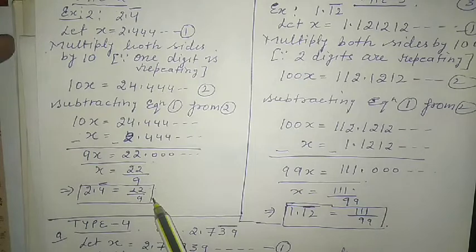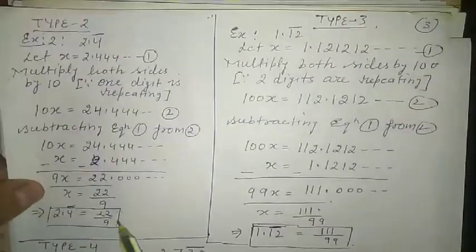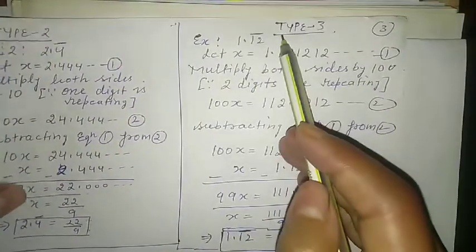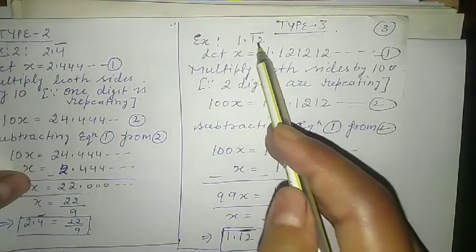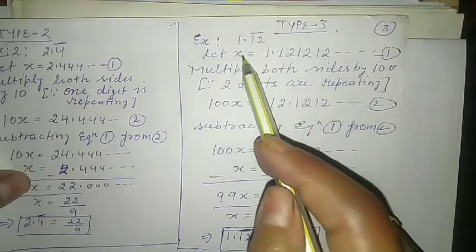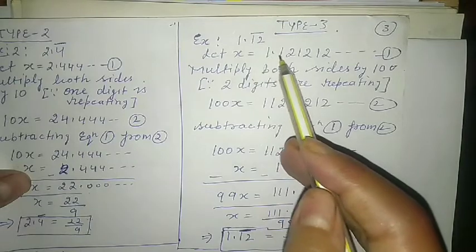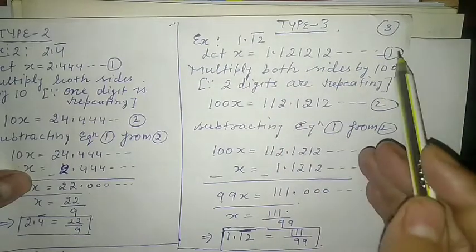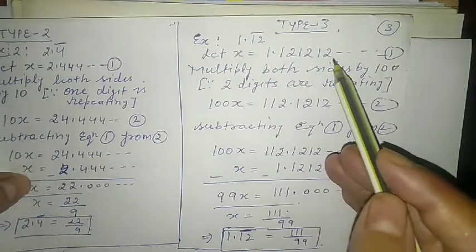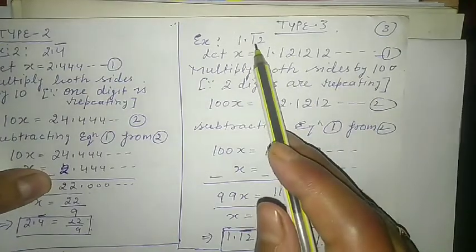Right. Now we are having type 3. In type 3, this is 1.12 bar. x is equal to 1.121212 and so on. So this is the first equation. Now you can see here how many digits are repeating?